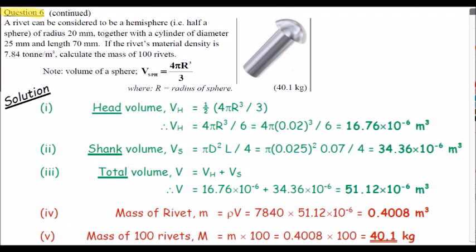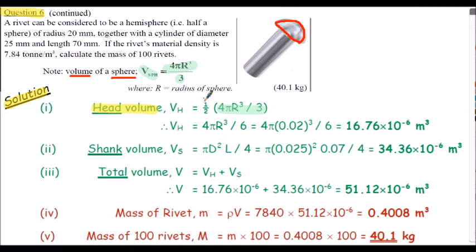Question 6, solution continued. So calculating the volume of the rivet is slightly more complicated than previous questions because we have 2 parts to calculate. So the first thing we need to do is calculate the volume of the head of the rivet. And notice that the head of the rivet is effectively a hemisphere. But in the question, we are given the volume of a sphere. When I calculate the volume of the head, I use the formula for volume of a sphere, 4 pi r cubed upon 3, shown here.